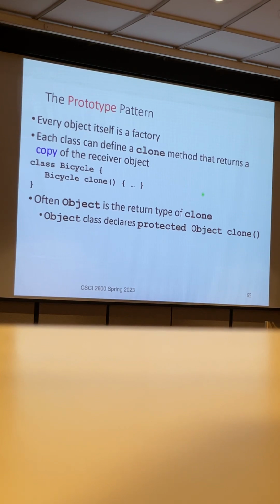Unfortunately, just providing a clone method is not sufficient. Things are a little complicated. We have a clone method implemented in the Object class, declared as protected Object clone. It returns an Object, which means that we can override it in any subclass of Object, and we don't have to stick to Object. We can replace the return type with any subtype. So, for example, returning Bicycle is completely valid.